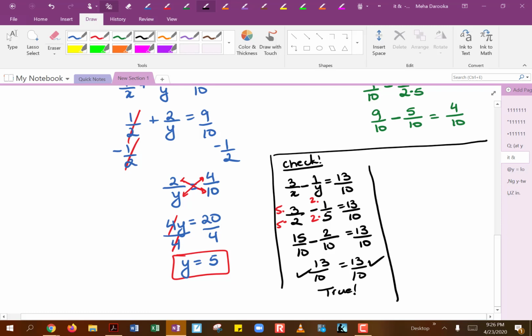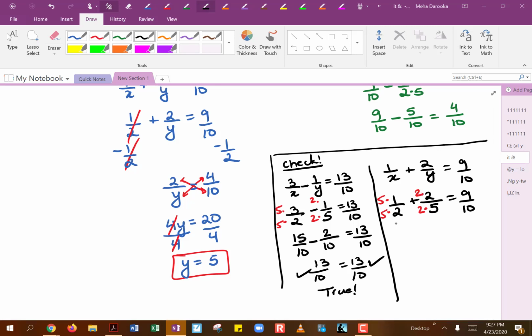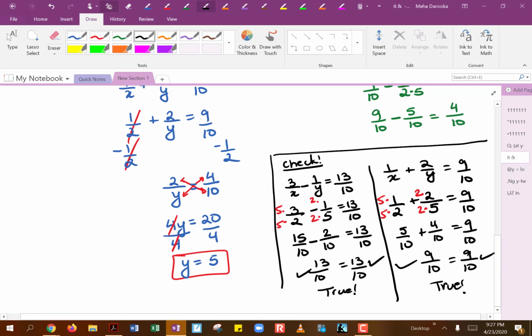Now a quick check for the second one, which is 1 over x plus 2 over y equals 9/10. So again, this will be 1 over 2 plus 2 over 5. Same thing, find a common denominator, multiply this side by 5, this side by 2, and we will get 5 over 10 plus 4 over 10, and 5 plus 4 gives you 9. So 9 over 10 equals 9 over 10, and again, we have ourselves a true statement.